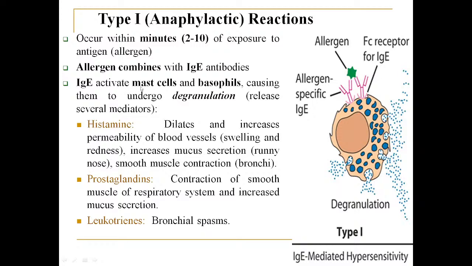IgE binds to mast cells and basophils. Look here, these are IgE, this is a basophil or mast cell, causing them to undergo degranulation, or release of several mediators. Degranulation occurs in basophils and mast cells. I remind you that mast cells are present in tissues. Basophils circulate in the bloodstream.